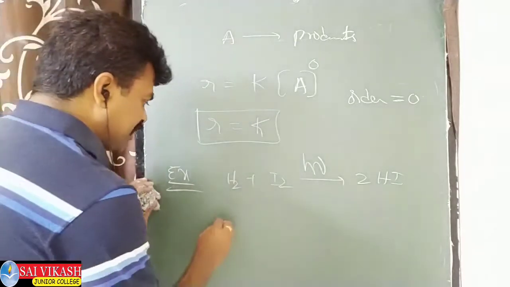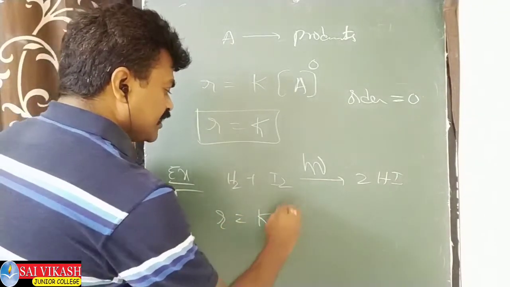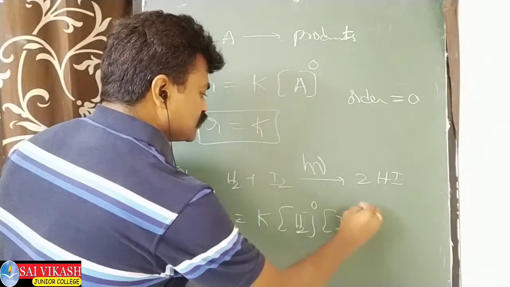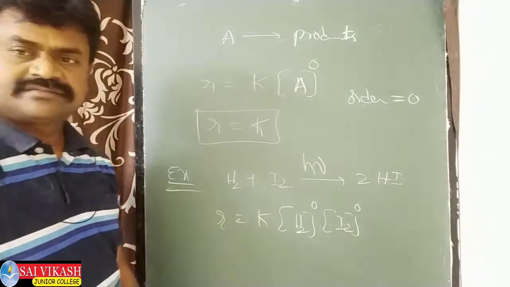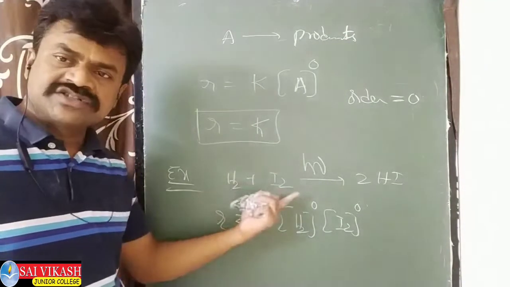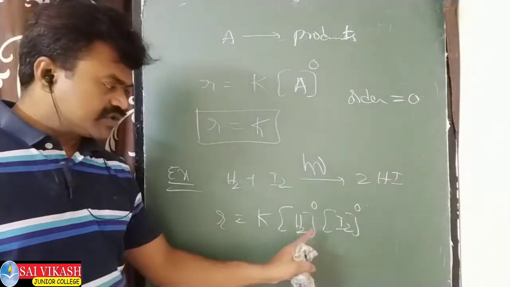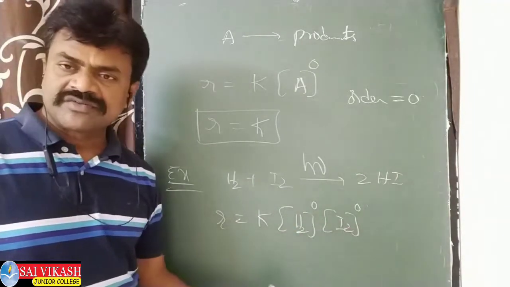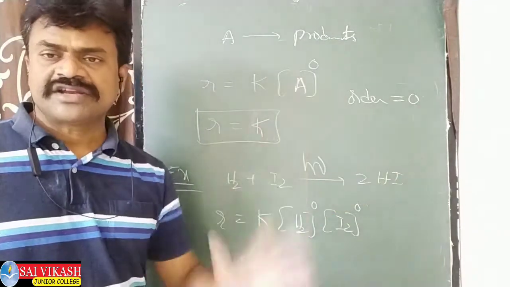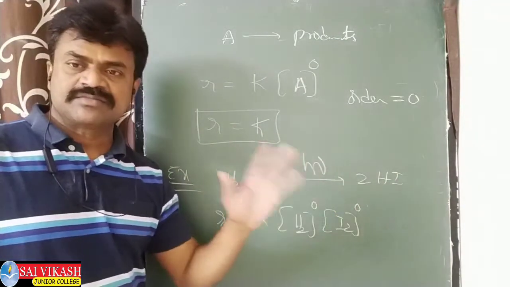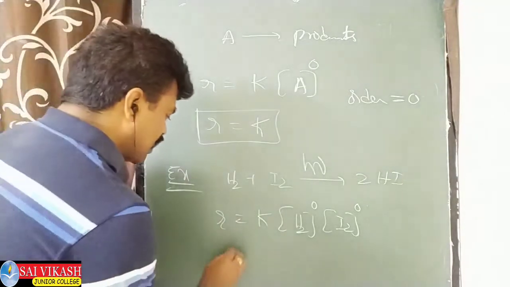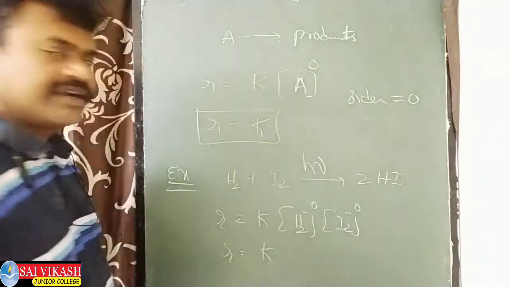So how do you write the rate for this? Rate equal to K into concentration of H2 power 0 and I2 power 0. You can take Cl2 also here: H2 and Cl2 gives 2HCl. So you can write H2 and Cl2 power 0, power 0. Constant speed reactions, free radical reactions, both these. So here also R equal to K, you will get it.